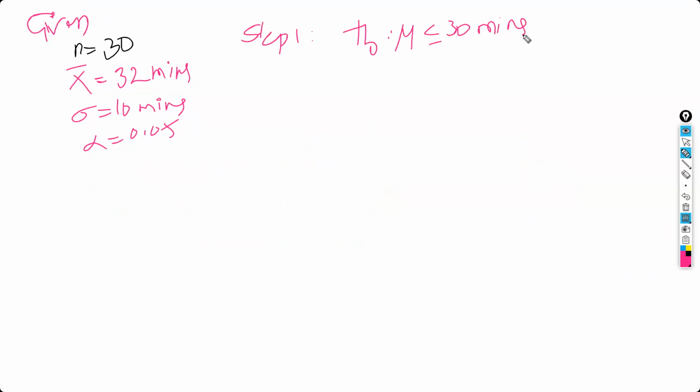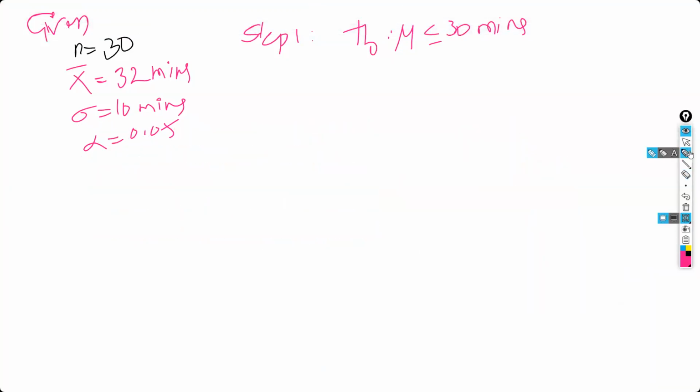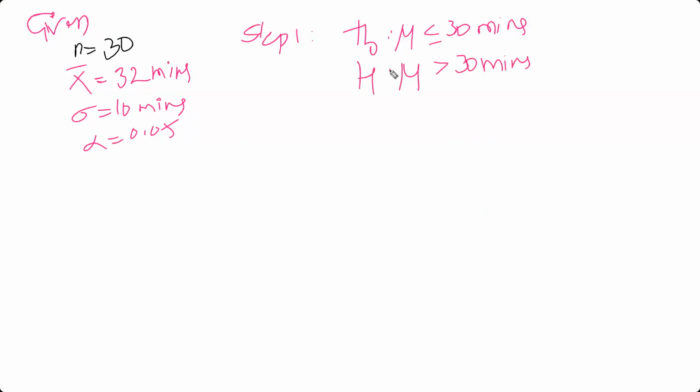Why? Because their service goal is to get 30 minutes. If their service goal is getting achieved, there is no need to take any kind of action. Any person will take action only when it goes opposite to them. Okay, that is when the deliveries are getting delivered more than 30 minutes. At that time, they are going to take the action. This is your step 1.